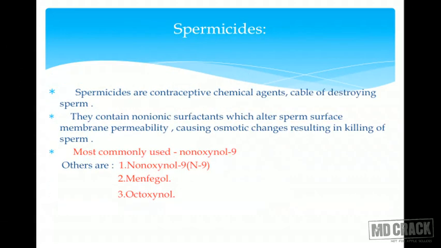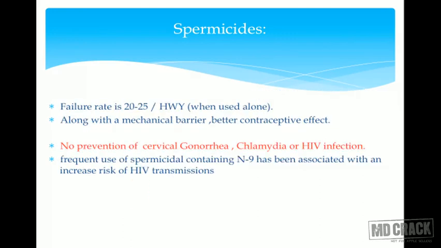Now, to increase the efficacy of these barrier methods, we can go for spermicidal agents. Commonly used is nonoxynol 9, N9. These are chemical agents which destroy sperm. They contain non-ionic surfactants which alter the sperm's surface membrane permeability, and causing osmotic changes, they kill the sperms. Most of these spermicides are mentioned here, but the most commonly used is nonoxynol 9. The failure rate is around 20 to 25 per 100 woman years when used alone. When used in conjunction with a mechanical barrier, they give a reliable contraceptive effect.